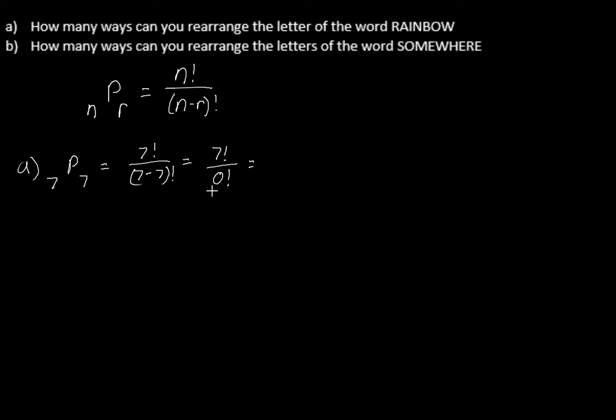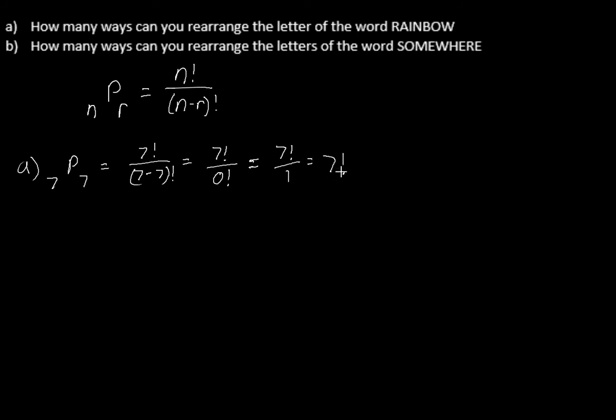Now at this point, hopefully some of you are looking at this and saying, whoa, whoa, whoa, you can't divide by 0. This is going to be undefined. And normally you'd be correct, but it turns out 0 factorial is just 1. So don't worry about dividing by 0 because it ends up not being an issue here. 0 factorial is just going to be 1. So we get 7 factorial divided by 1, which is just 7 factorial.